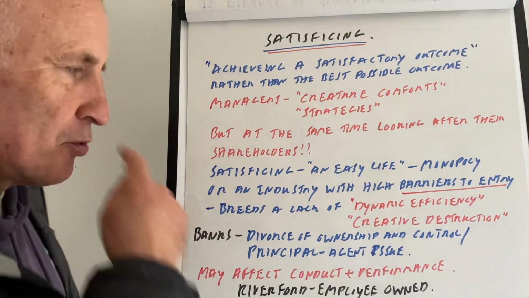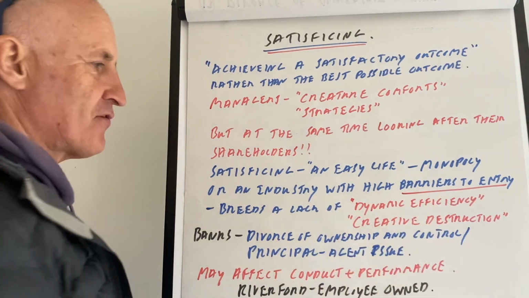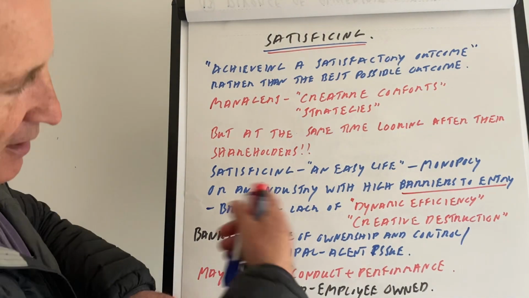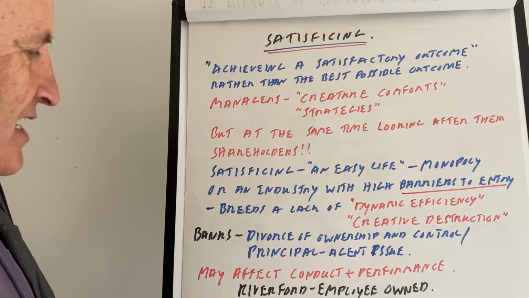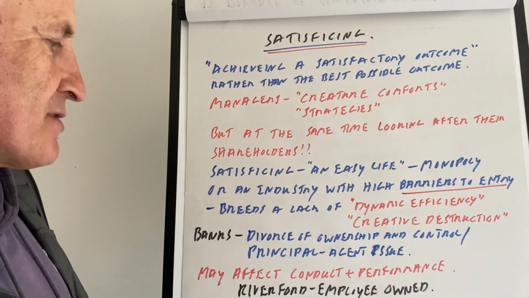And some people would argue that creates too much complacency. There might be a lack of dynamic efficiency, a lack of creative destruction. However, that may not be the case. In terms of the banks, there's a divorce of ownership and control. Everybody was after just making as much money as possible.